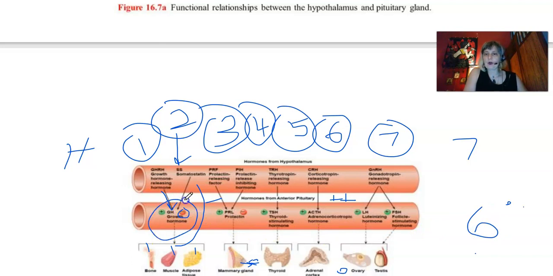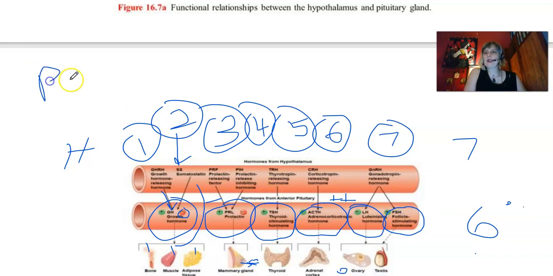So growth hormone is 1, prolactin is 2, thyroid stimulating hormone is 3, adrenocorticotropic hormone is number 4, luteinizing hormone is number 5, and follicle stimulating hormone is number 6. And then the posterior pituitary, what did we have? We had basically ADH and oxytocin.